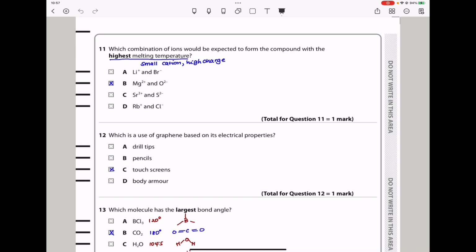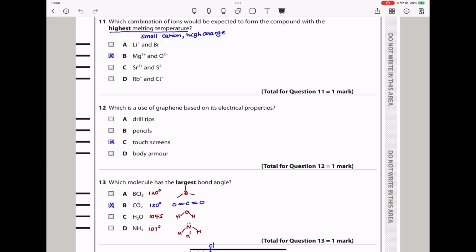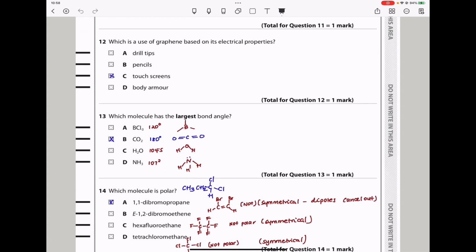The highest melting temperature is going to be in a smaller cation with a high charge. So considering the high charge first, strontium is below magnesium, so this one is smaller. And then it's connected to oxygen, which is smaller than sulfur, so we can see the answer is going to be B. Question 12. Which is a use of graphene based on its electrical properties? It's going to be used in touch screens, so C is the answer.